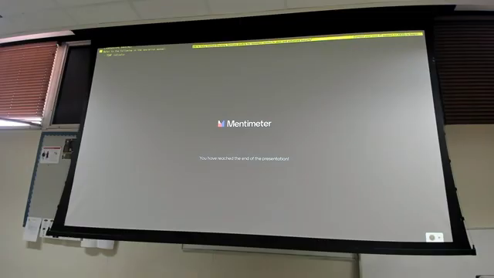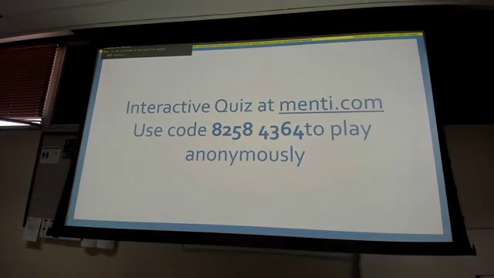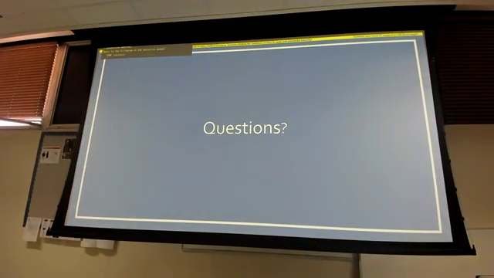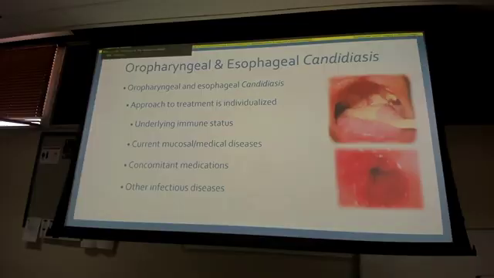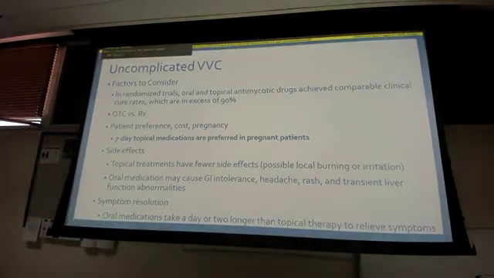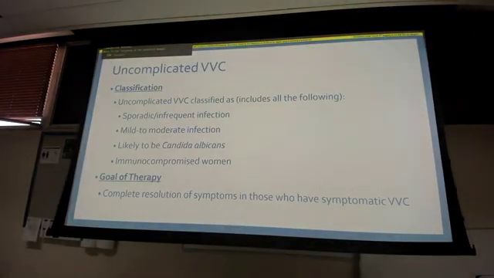Alright, do you guys have any questions at all? Yeah, it's immunocompetent, not immunocompromised for uncomplicated VVC. So that's a typo. It says immunocompromised, it should be immunocompetent.